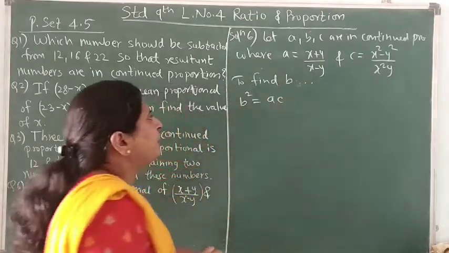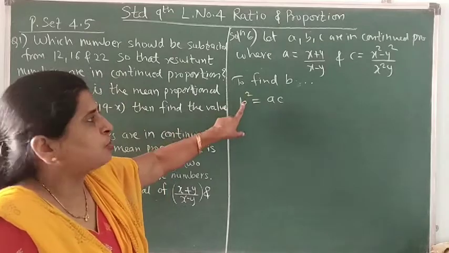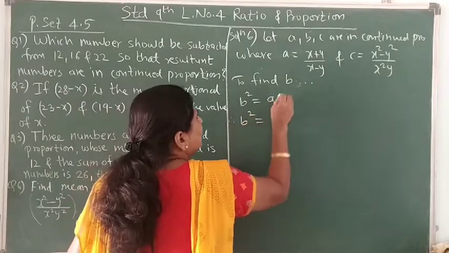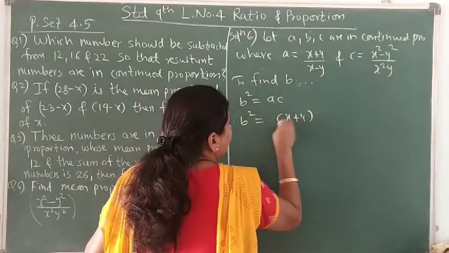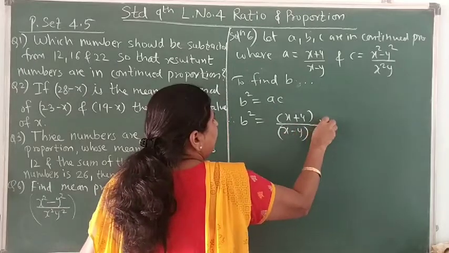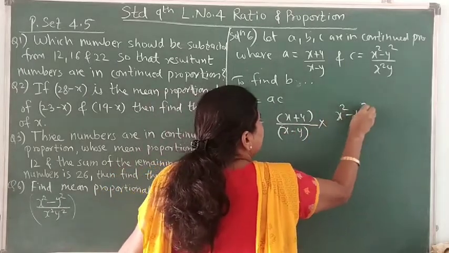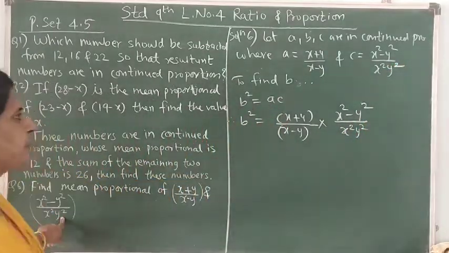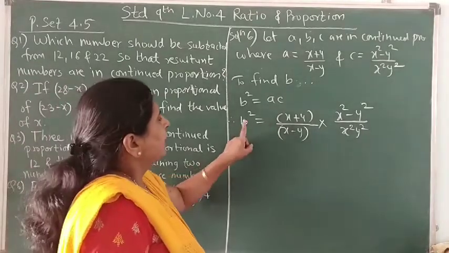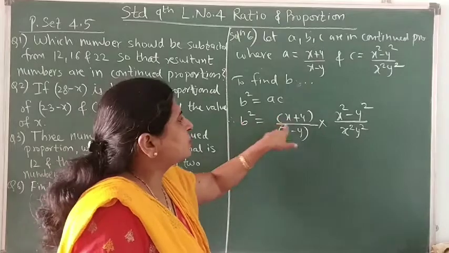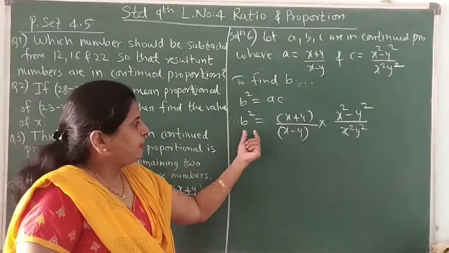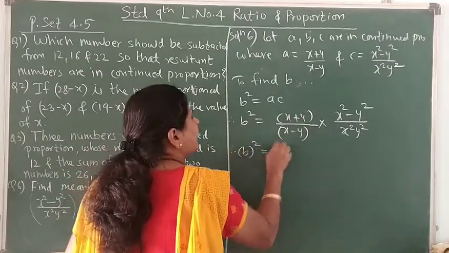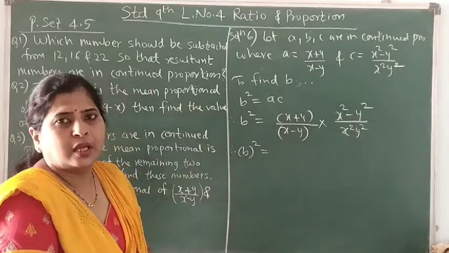Find B. We will start with B square, where B is the mean proportion of A and C. That B square is going to be A into C. Therefore, B square is equal to, what is A? It is x plus y upon x minus y into, what is C? X square minus y square upon x square y square. Now we want to find B, but we have this B square, so we have to find the square root. If the left side is the square of B, then we need to find the right side also as a square. So how can we find this?